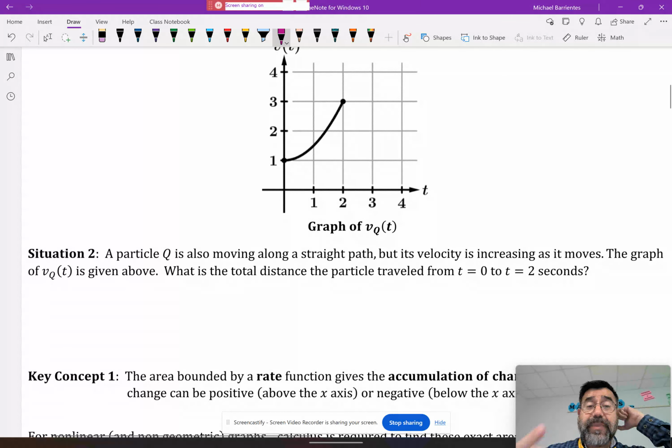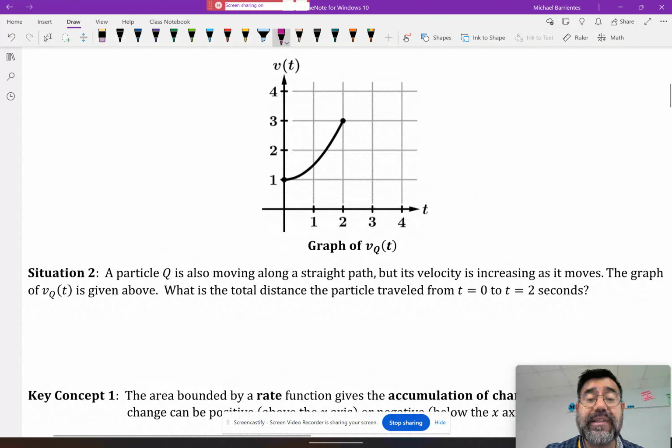Situation 2, there's another particle Q. It's moving along a straight path. However, its velocity is increasing. How do I know the velocity is increasing? Well, here's the velocity graph, and it's going up. So the velocity is increasing as it moves. The graph of v sub q of t is given above. What's the total distance of the particle from 0 to time 2?